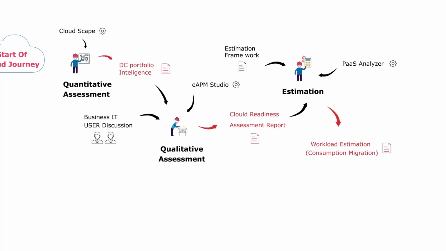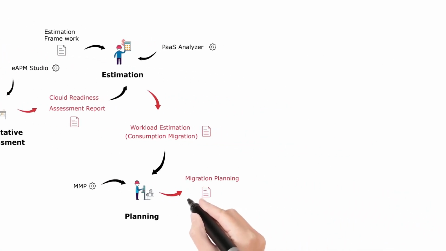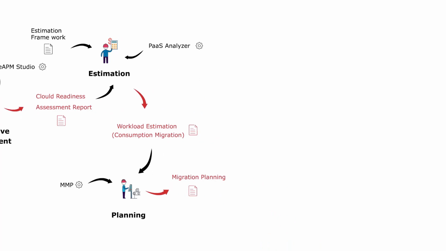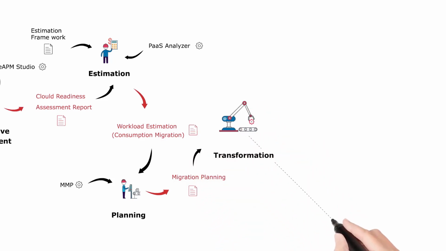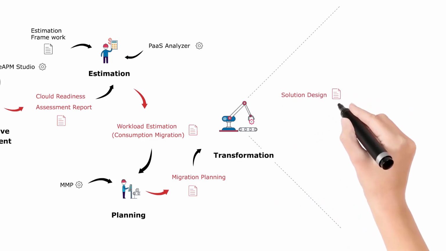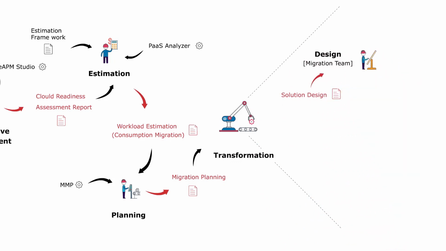For planning, we use the Migration Management Portal, which helps plan and track the migration activities. It acts as a common live dashboard between the migration team in Capgemini and the Euroclear app owners. Post-planning, the next phase is about the actual transformation. This covers the detailed design, the landing zone creation, actual migration and validation.